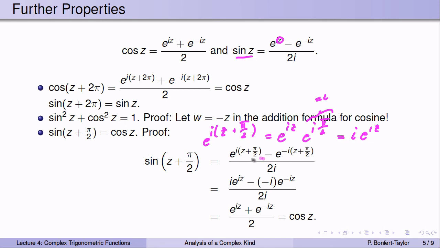This simplifies because I have an i in the denominator as well. See this i right here? This i in the denominator cancels out with this i and that i. These two negative signs make a plus. I'm left with e to the iz plus e to the minus iz over 2, which is cosine z.